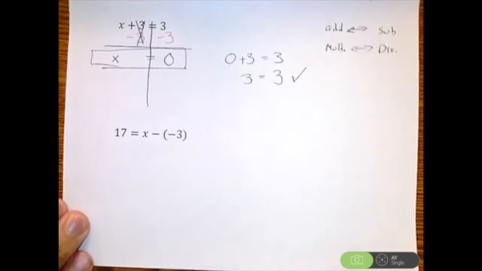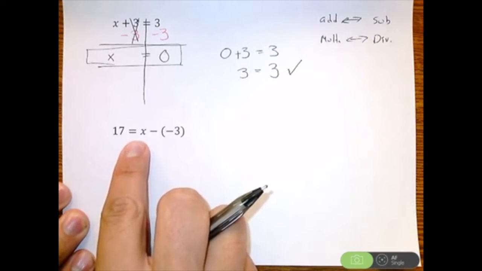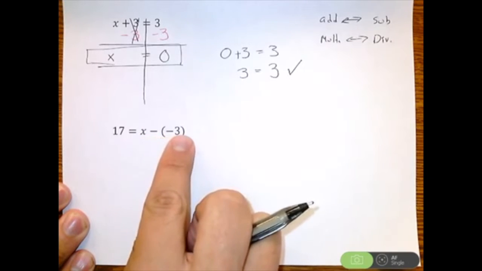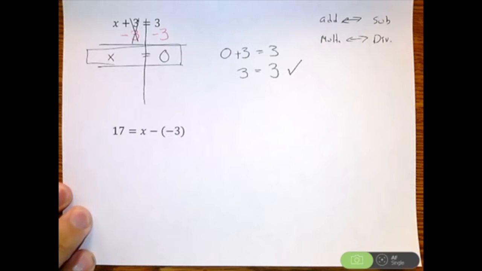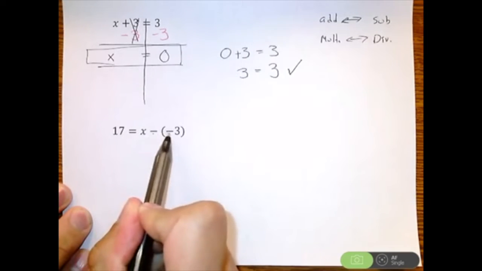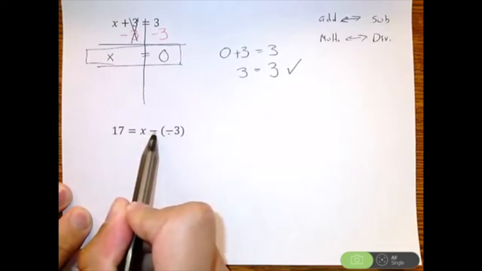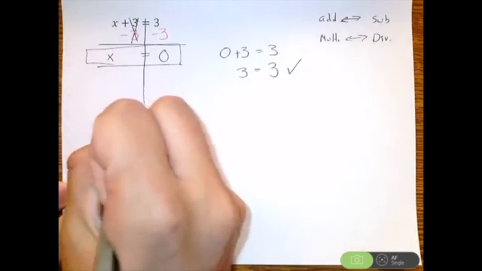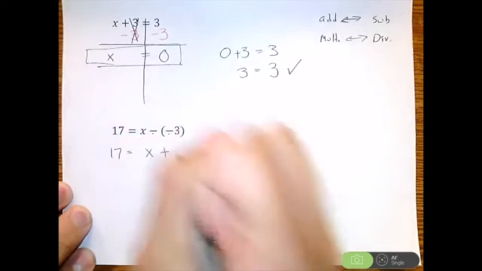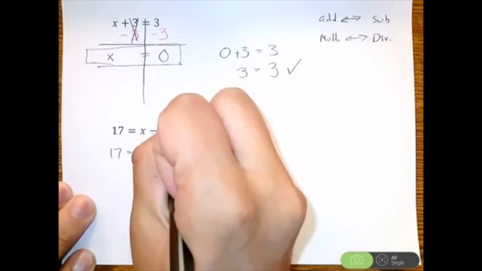One more addition subtraction problem here. So I have 17 equals x minus negative 3. Now, a lot of different ways you can approach this. I look at this and think, you know what, I can clean this up a little bit. We have two negatives, or two subtractions, right next to each other. Remember, when you have a negative and a negative, we actually have a positive. So I'm going to change it to x plus 3.